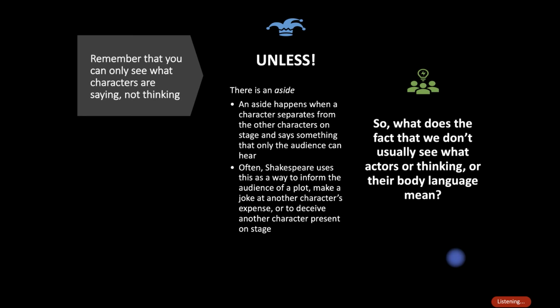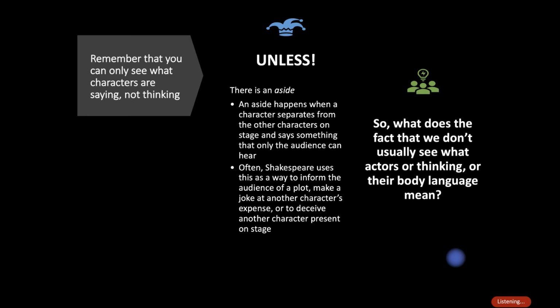So also, you want to remember that you can only see what characters are saying, not what they're thinking, unless there's an aside. So an aside happens when a character separates from the other characters on the stage and just sort of speaks to the audience. You can think of it in terms of your character on the stage is now in a spotlight, everybody else is in the dark, and the character is speaking directly to you.